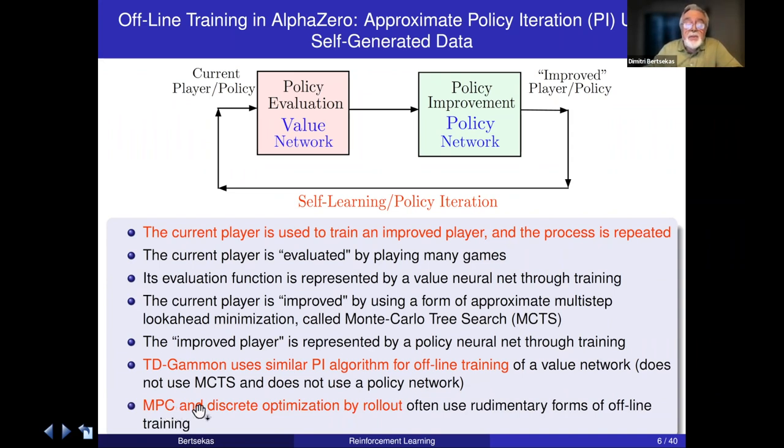Model predictive control and also discrete optimization, they use forms of offline training, but they tend to be more rudimentary. The principal emphasis is on online play. We're going to explain all this and the different gradations on the functionality and on the requirements of the offline training process. But that's the idea. Offline training first, and then going online using the online play algorithm.